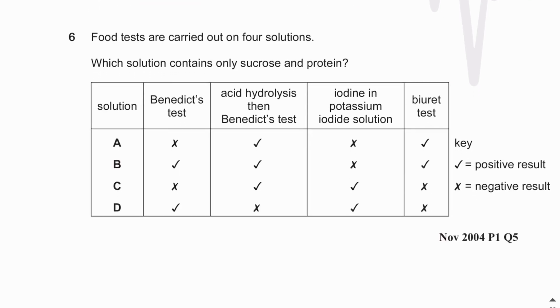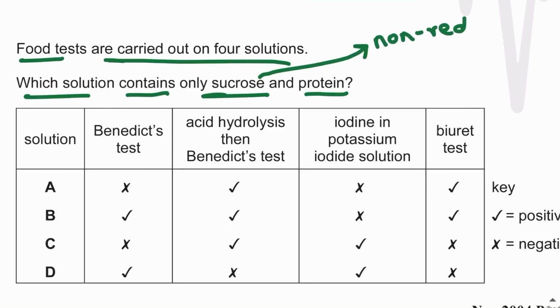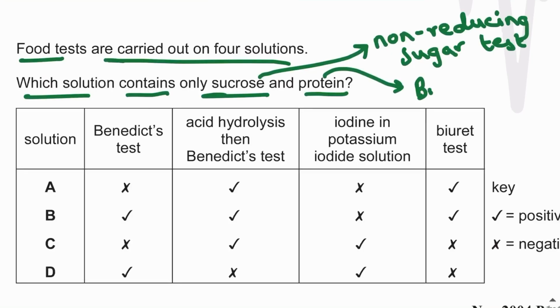Let's move on to MCQ number 6. Food tests are carried out on 4 solutions. Which solution contains only sucrose and protein? So guys, you should know that for sucrose, we carry out a non-reducing sugar test, because sucrose is a non-reducing sugar, right? And for protein, what do we do? For protein, we carry out the biuret test, right?